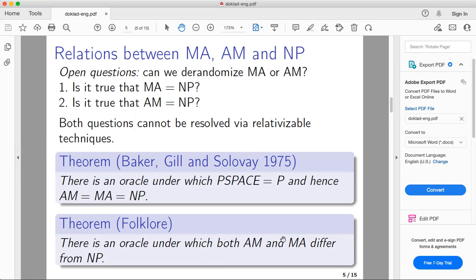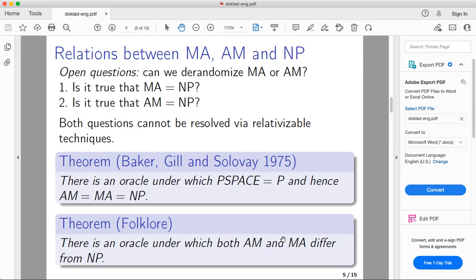And it turned out that both questions are very hard, because one can show that they can't be resolved via relativizable techniques. What does it mean? Most theorems of complexity theory are valid even if we replace all the machines in the definitions of complexity classes by machines having access to any fixed oracle A. Such theorems are called relativizable theorems.